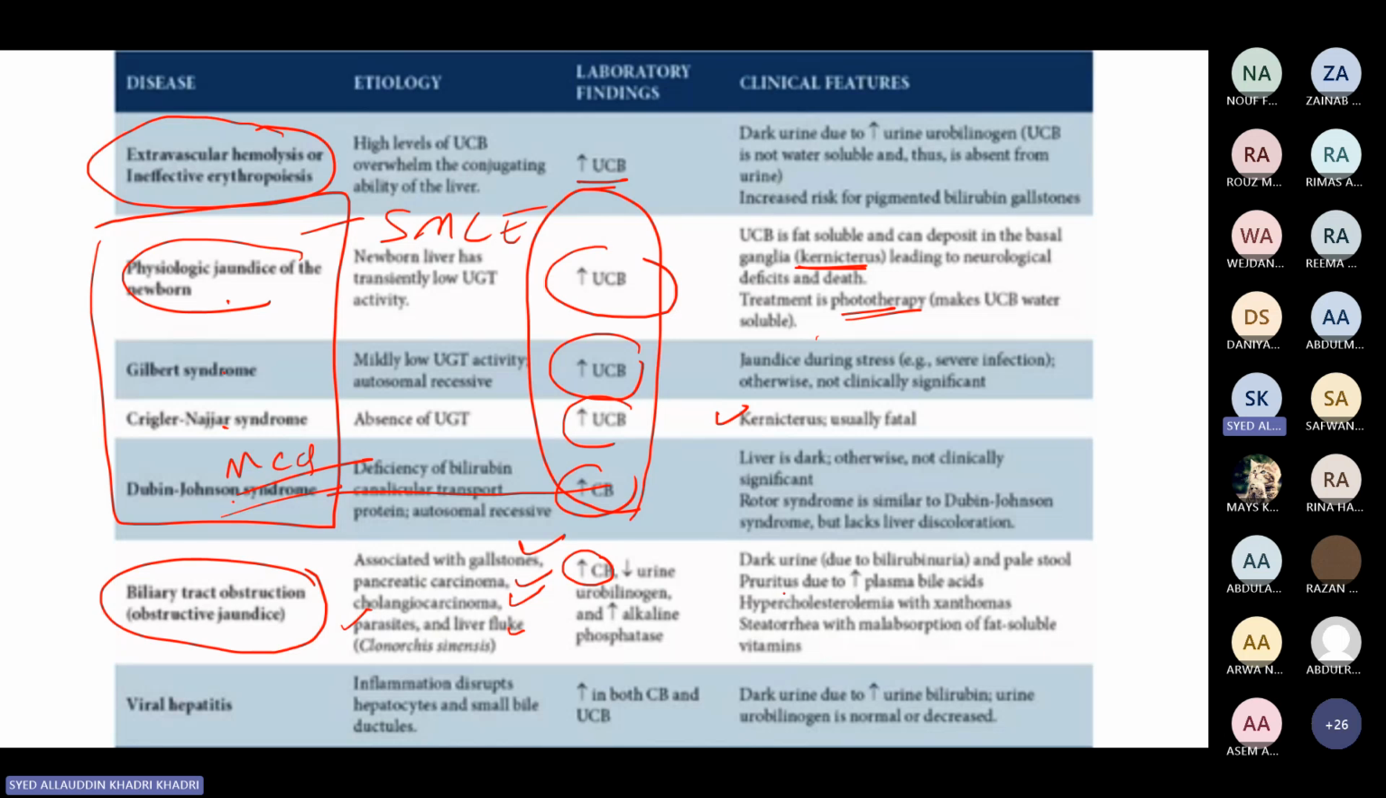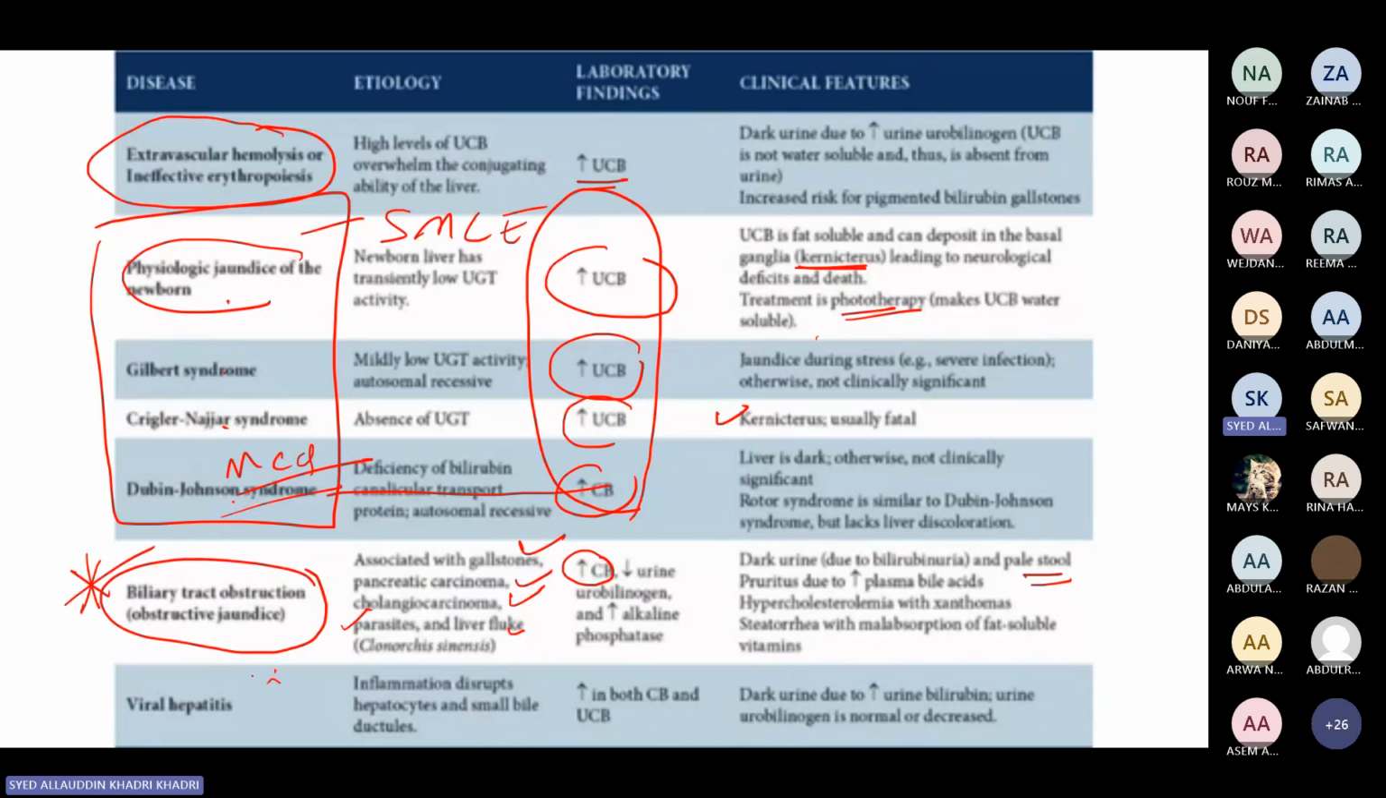Okay. Now here there is dark urine due to bilirubinuria in biliary tract obstruction, and the stools will be pale. You can see over the pale stools, a lot of pruritus, and plasma bile acids will be increased, hypercholesterolemia, and you can see a lot of xanthomas on the body. Then the patient will come with steatorrhea and malabsorption of the fat-soluble vitamins, that is A, D, E, and K. Now, this is actually very important for you to understand.